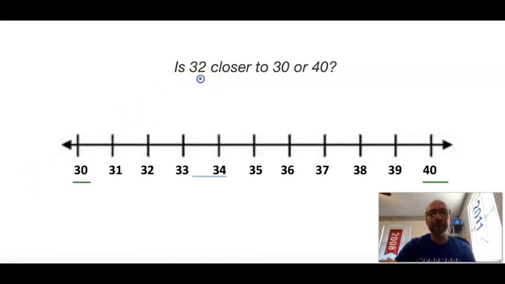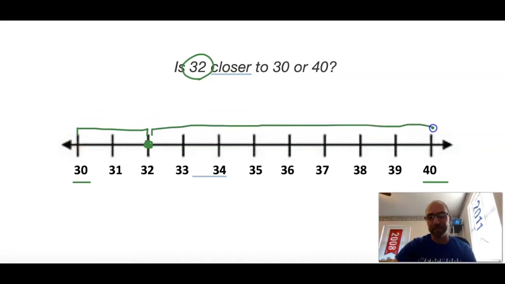Now, since my number is 32, I'm going to put a dot on the tick mark that represents 32. Well, 32 goes right here. Is 32 closer to 30, or is it closer to 40? Hopefully you said that 32 is closer to 30, because that would be the answer to rounding the number 32 to the closest tens place.